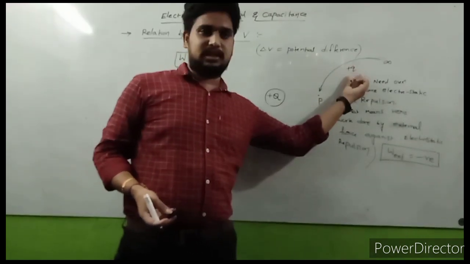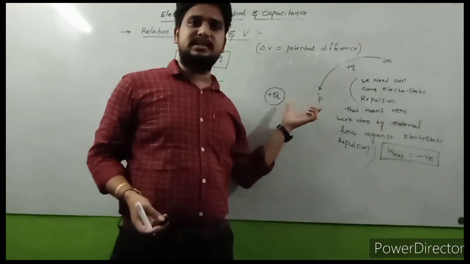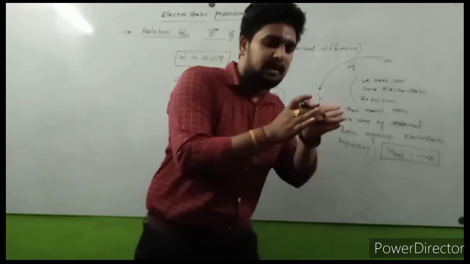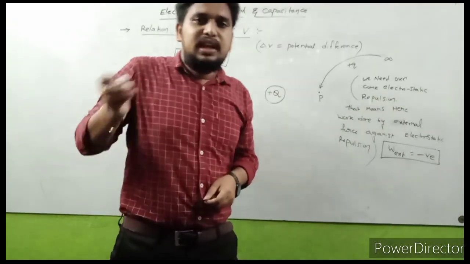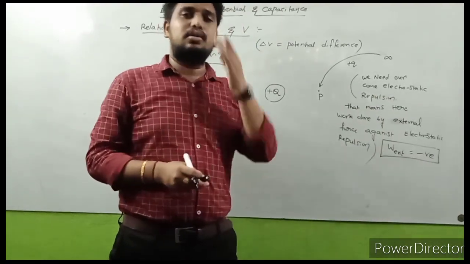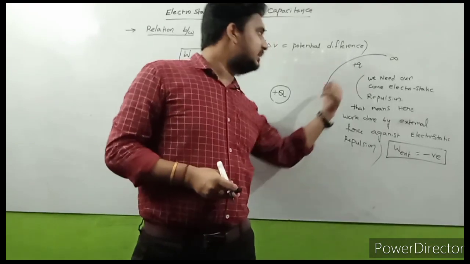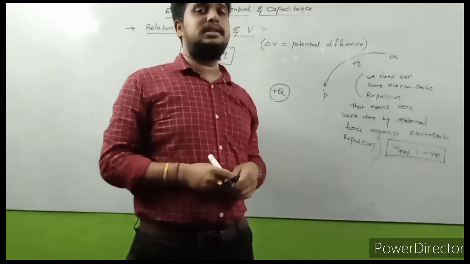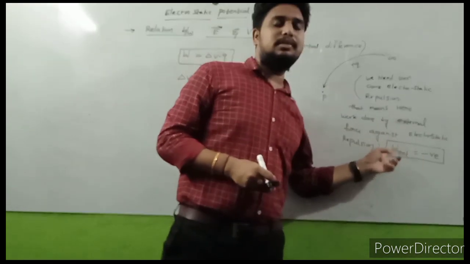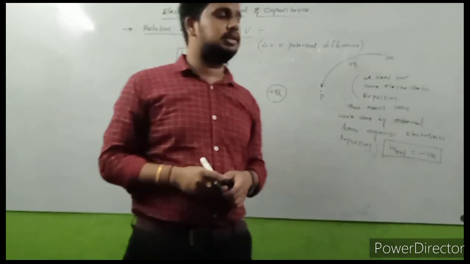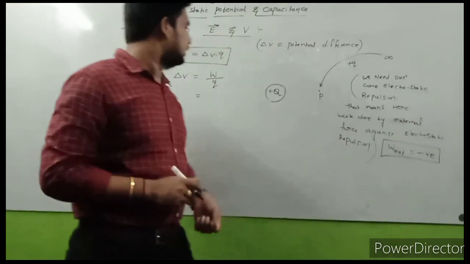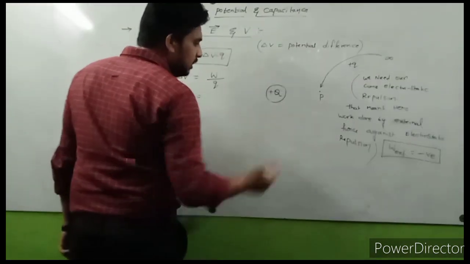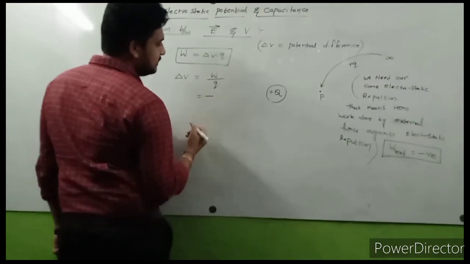So definitely some repulsion is acting. If we move forward, some electrostatic repulsion force acts in the opposite direction. We need to overcome that electrostatic force. Then we bring the charge here. That means work done by the external force against the electrostatic force, W external, is equal to a negative value here. That means W external is negative, minus the work done formula.